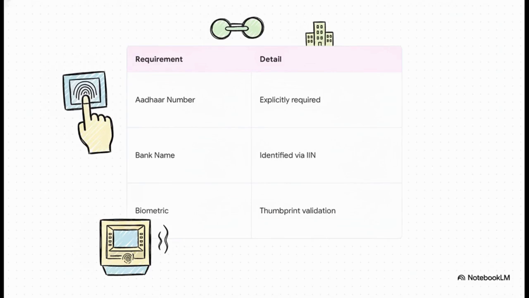Similarly, when we're dealing with AEPS, that's the Aadhaar Enabled Payment System, you need to know the exact field requirements. For an AEPS cash withdrawal step that executes without a plastic debit card, you gotta list 3 strict requirements. First, the explicit Aadhaar number. Second, the bank name, which is specifically identified via the IIN, or Issuer Identification Number. And third, biometric validation, typically a thumbprint scan on a micro ATM. Missing literally any of these in your written documentation will definitely cost you marks.